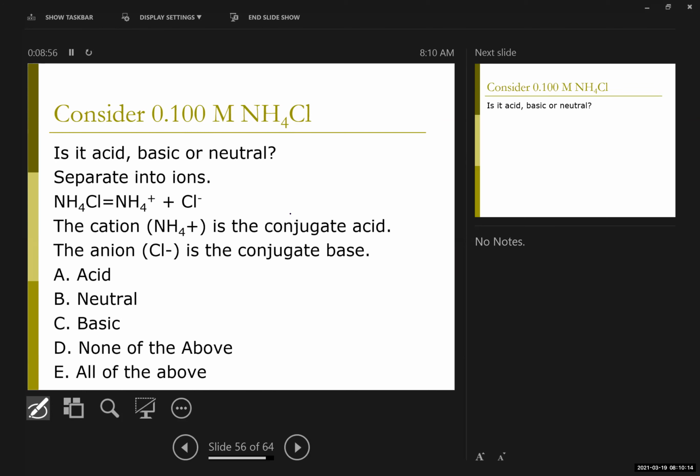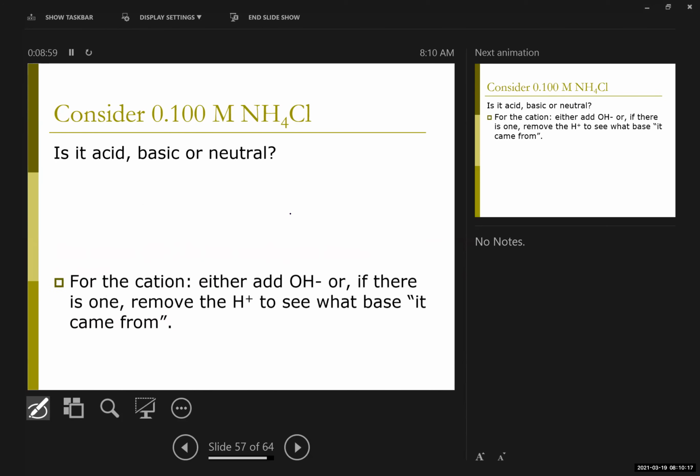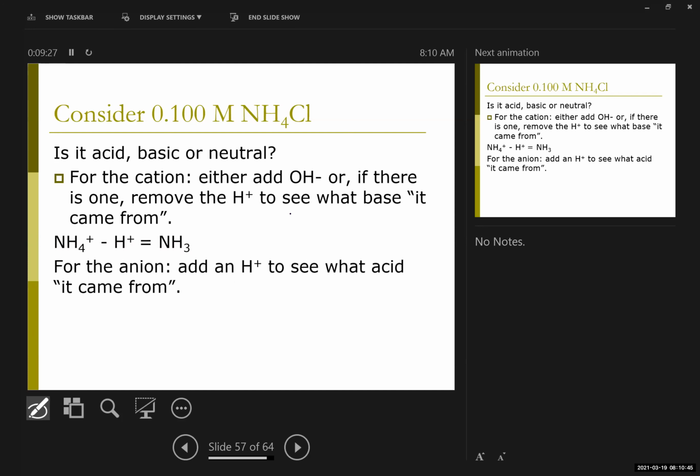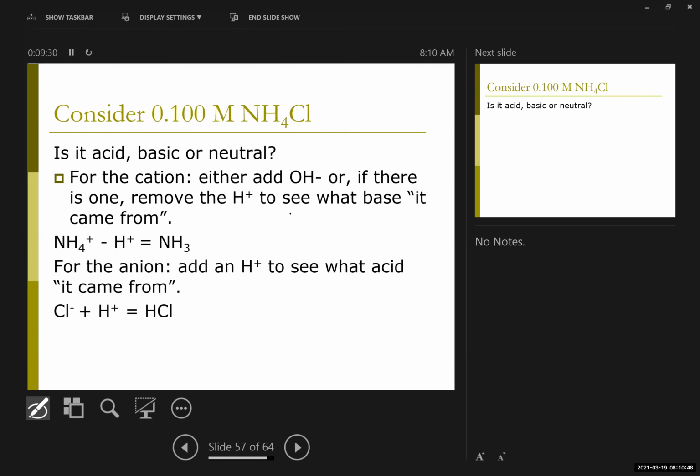And so it's really, again, just a question of K. And again, the thing I have, I usually cannot look up because it's a conjugate. So for the cation, in this case, ammonium does have an H plus I can take off. And so I do. And so, as you probably know by now, ammonium is the conjugate acid of ammonia. And for the anion, I just add H pluses. And so like a moment ago, chloride is still the conjugate base of HCl.